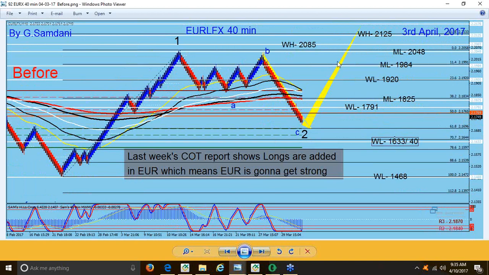But you can see my yellow mark. I said that one point is here and the other point of this yellow mark is at 61%, right? So that means it can bounce either from here or coming down from 61%, or in between this little area. So this was the area to bounce, in this wave 1, A, B, C correction, wave 2. I said last week's COT report shows longs are added in euro, which means euro is going to get strong. I made this chart on 3rd April.